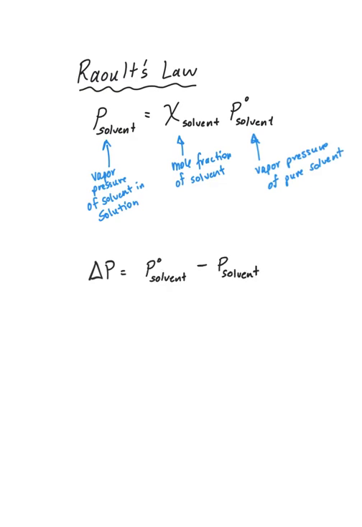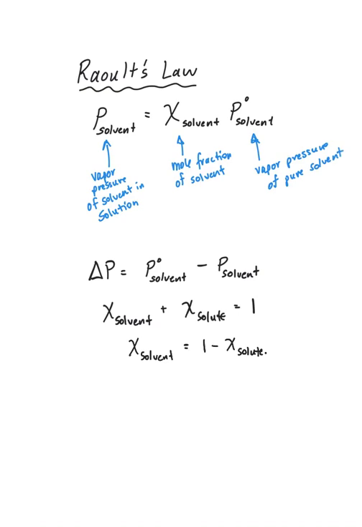And what's more, we know that the mole fraction of solvent plus the mole fraction of any solutes in solution must give us 100% of the total solution's concentration. In other words, the mole fraction of our solvent plus the mole fraction of our solute equals 1. And rearranging this equation, the mole fraction of our solvent could be expressed as simply 1 minus whatever the mole fraction of our solute were.